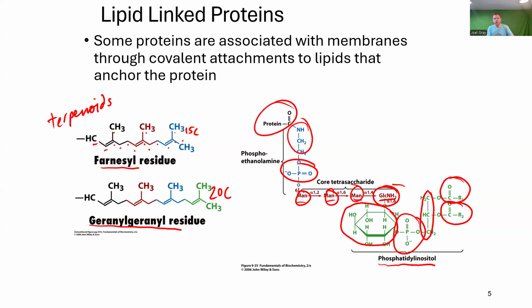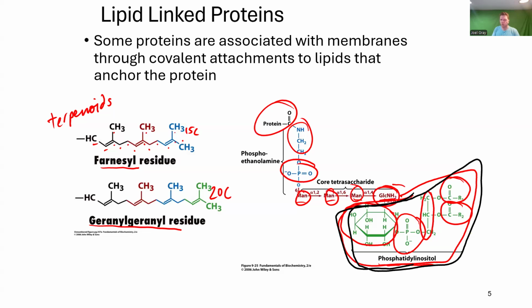Long story short, you can have a protein that, through a very roundabout way, ends up with a glycerophospholipid linked to it. If I showed you just this structure right here that I've drawn a circle around, I'm going to switch colors, I'm going to change it to black, and I told you, hey, this is a part of a membrane, you'd be like, okay, that makes sense, because glycerophospholipids and sphingolipids are major building blocks of membranes.